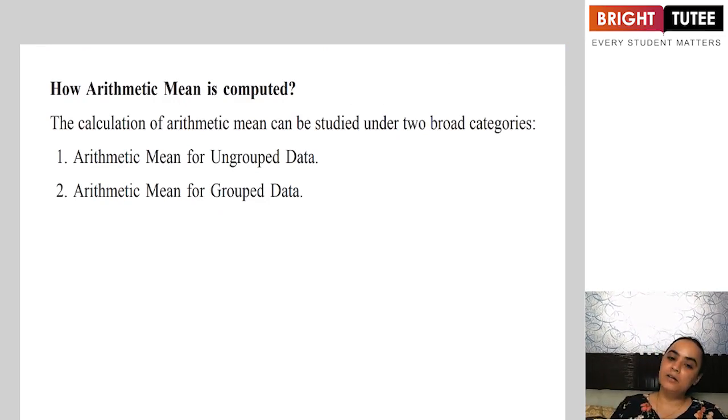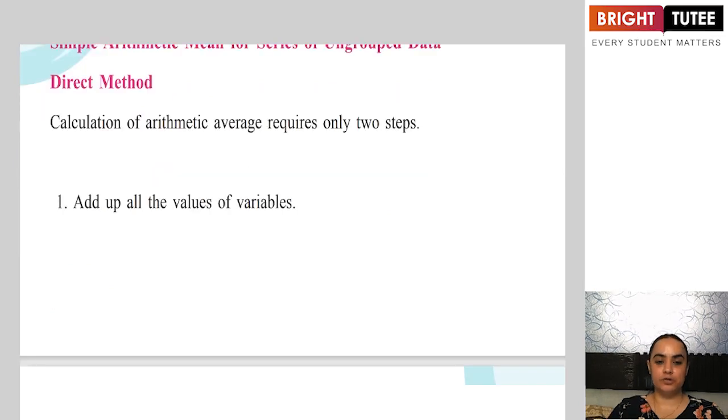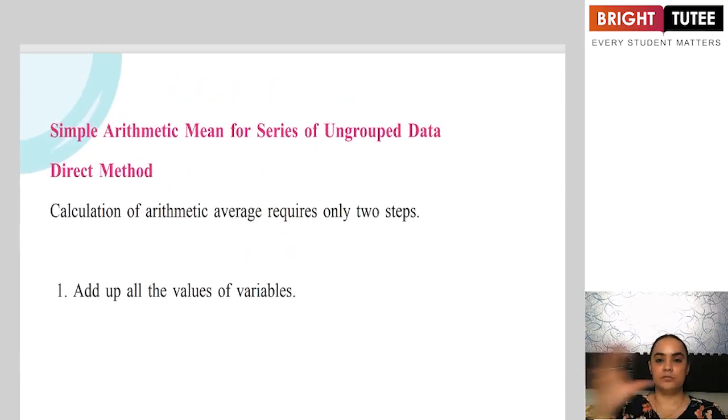It can be either ungrouped data or it can be grouped data. We are going to learn about the calculation of arithmetic mean in both of these broad categories of data. First, if we talk about the ungrouped data, there are 3 methods of calculating arithmetic mean.